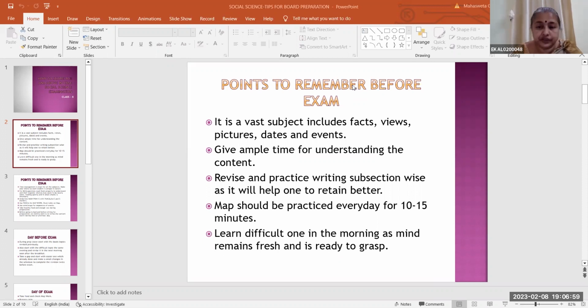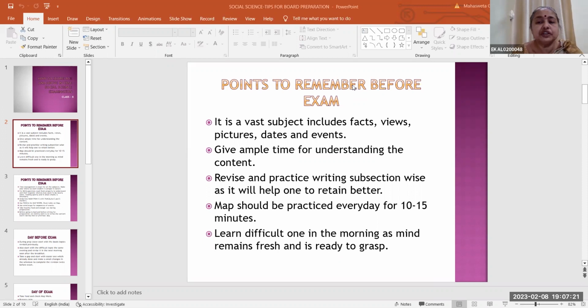It will be helpful for you. Now come to the next point. When you're talking about learning history, there are 5 or 6 subsections in some lessons, and in some there are 4 subsections as well. Please write the answers in proper sequence.